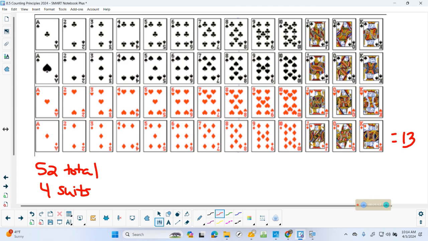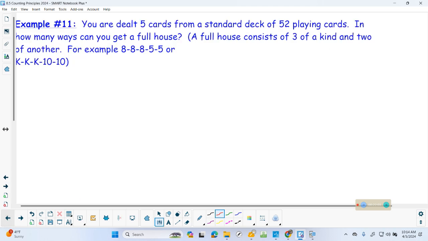Okay, and again, I don't expect everybody to be great with cards. I will post a picture of this. You will be provided it. Let's get back to it here.